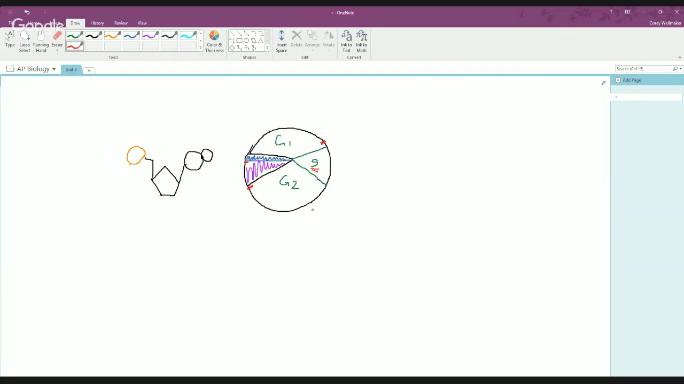So if one of the checkpoints does fail, there are proteins that will put everything on hold. It will stop the cell, and it will activate proteins that will try to fix any errors that are detected. And if the cell successfully corrects those errors, it goes back into the cell cycle. If it fails to correct those errors, the cell is instructed to commit apoptosis.